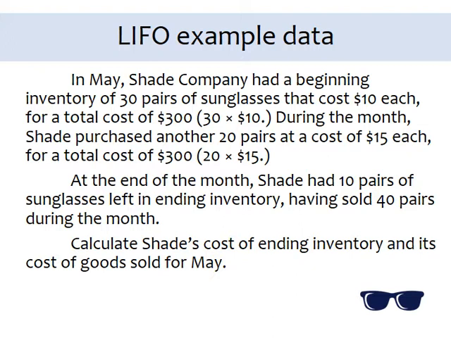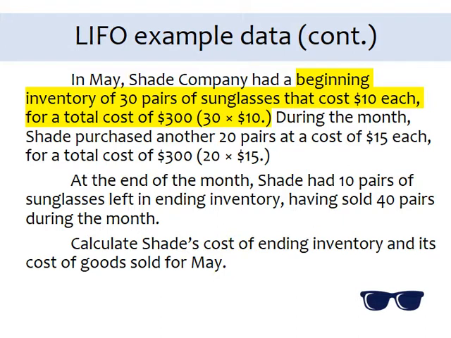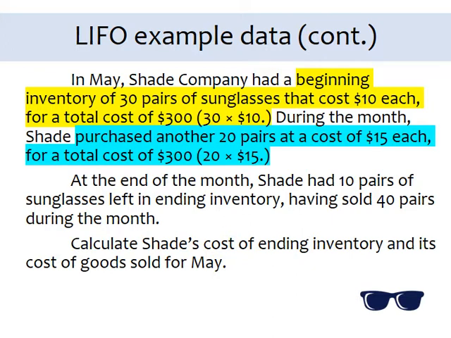Calculate Shade's cost of ending inventory and its cost of goods sold for May. I am going to highlight the critical pieces of information in that data set now. First, we see that beginning inventory consisted of 30 pairs of sunglasses that cost $10 each for a total cost of $300. Next, we see that the company purchased another 20 pairs of sunglasses at a cost of $15 each for a total cost of $300.